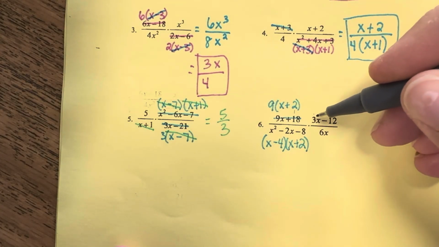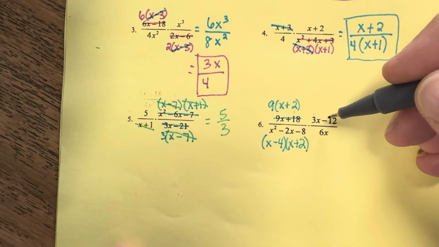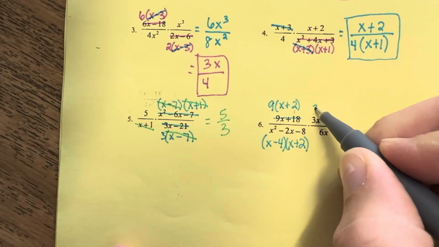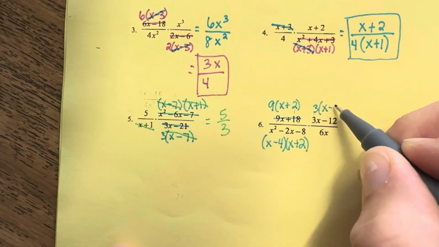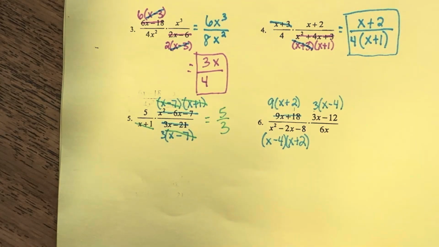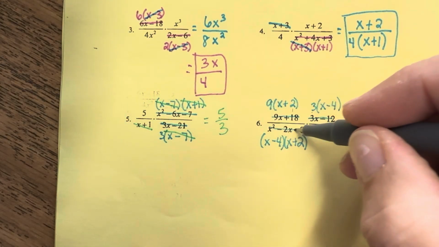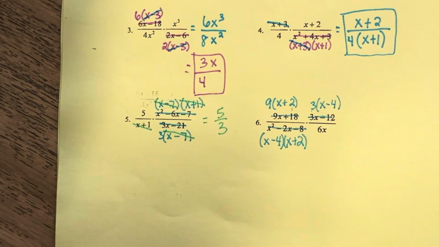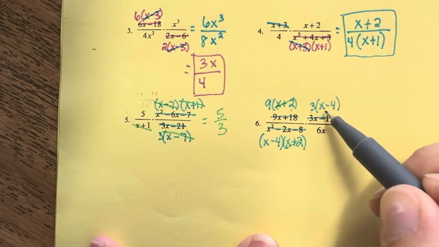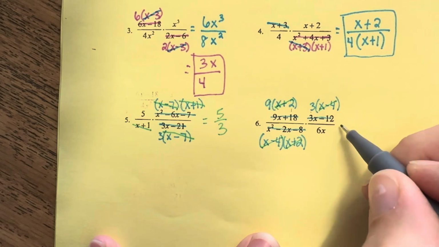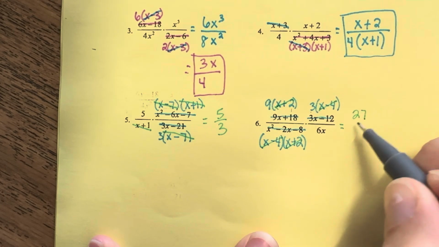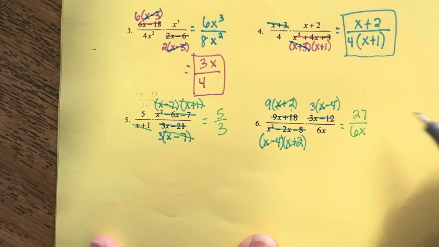And then on our top one over here, we've got 3x minus 12. Again, no x squared. It's not going to be a trinomial, but I can bring out a 3, and that'll leave me x minus 4. And then 6x, no adding or subtracting, so just leave that as it is. Then we want to cross out again what's the same. So I've got x plus 2, x plus 2, x minus 4, x minus 4. So then that leaves me 9 times 3, so 27 on top, and 6x on the bottom.